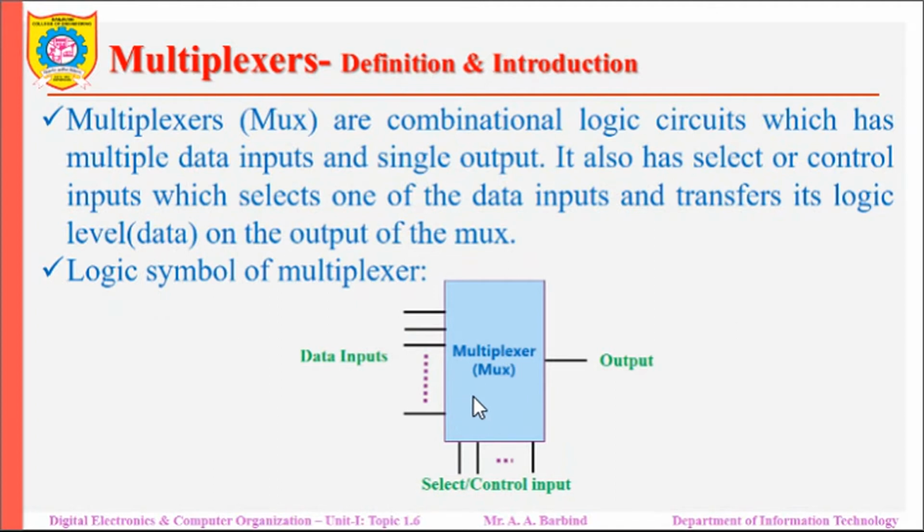So the definition says that a multiplexer is a device which has many inputs. Those inputs are called the data inputs, and there is only one output. It has select inputs or control inputs, and the select inputs are going to select the logic level from one of the data inputs, and that particular logic level will be transferred to the output. So this is how the multiplexer works.